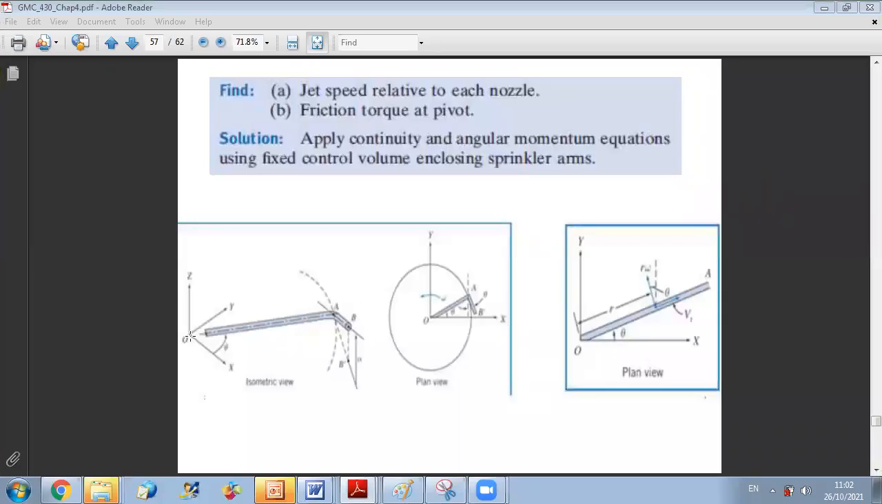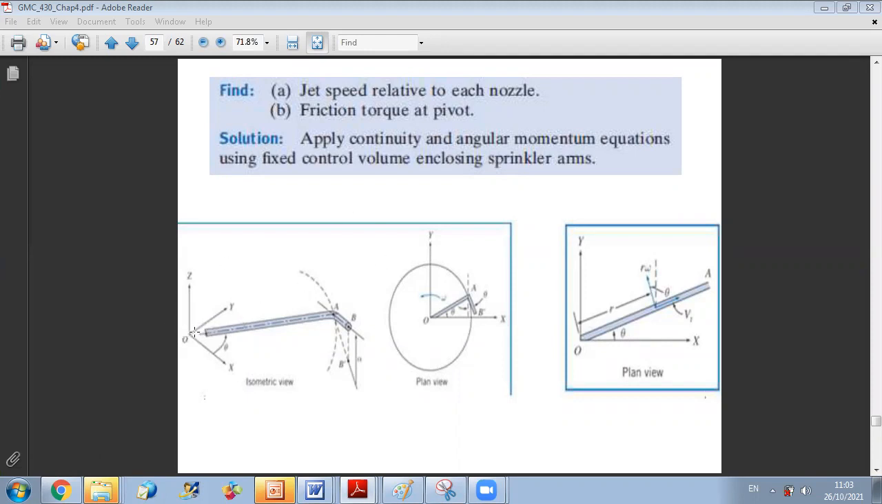Okay, so we will continue first this problem on angular momentum. If you remember, we had a sprinkler that is rotating at a constant angular velocity omega, and we demonstrated that for the control volume we considered, we don't have a transient term. And we still have to compute the angular momentum fluxes crossing the control surface.